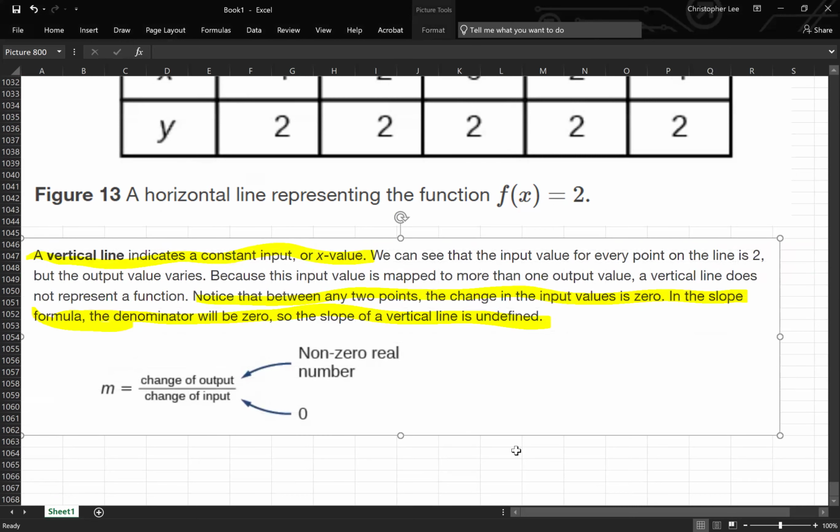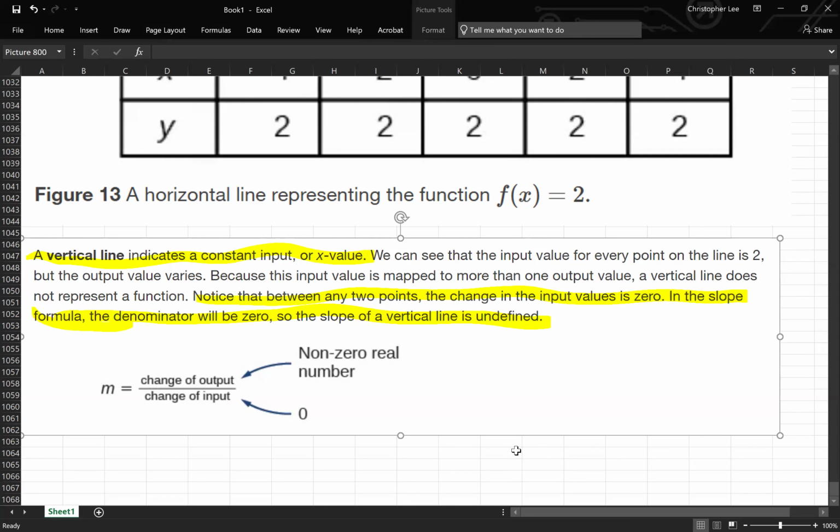Okay, so the vertical line indicates a constant input or x value. We can see that the input value for every point on the line is 2, but the output value varies. Because the input value is mapped to more than one output value, a vertical line does not represent a function.